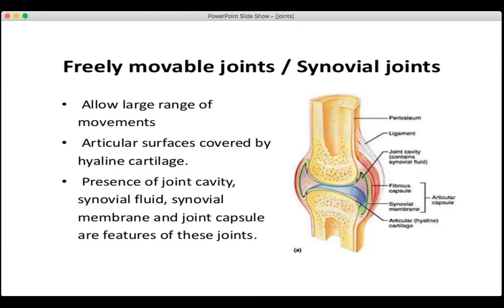Then this cavity in between is known as the joint cavity, and it is filled with synovial fluid. The fluid inside is known as synovial fluid, and the cavity is also known as the synovial cavity. The membrane surrounding this cavity is known as the synovial membrane. This is the key feature of the synovial joint. Functionally, it allows lubrication of the joint so that activity can happen freely and smoothly. So this is just an idea of how synovial joints look.